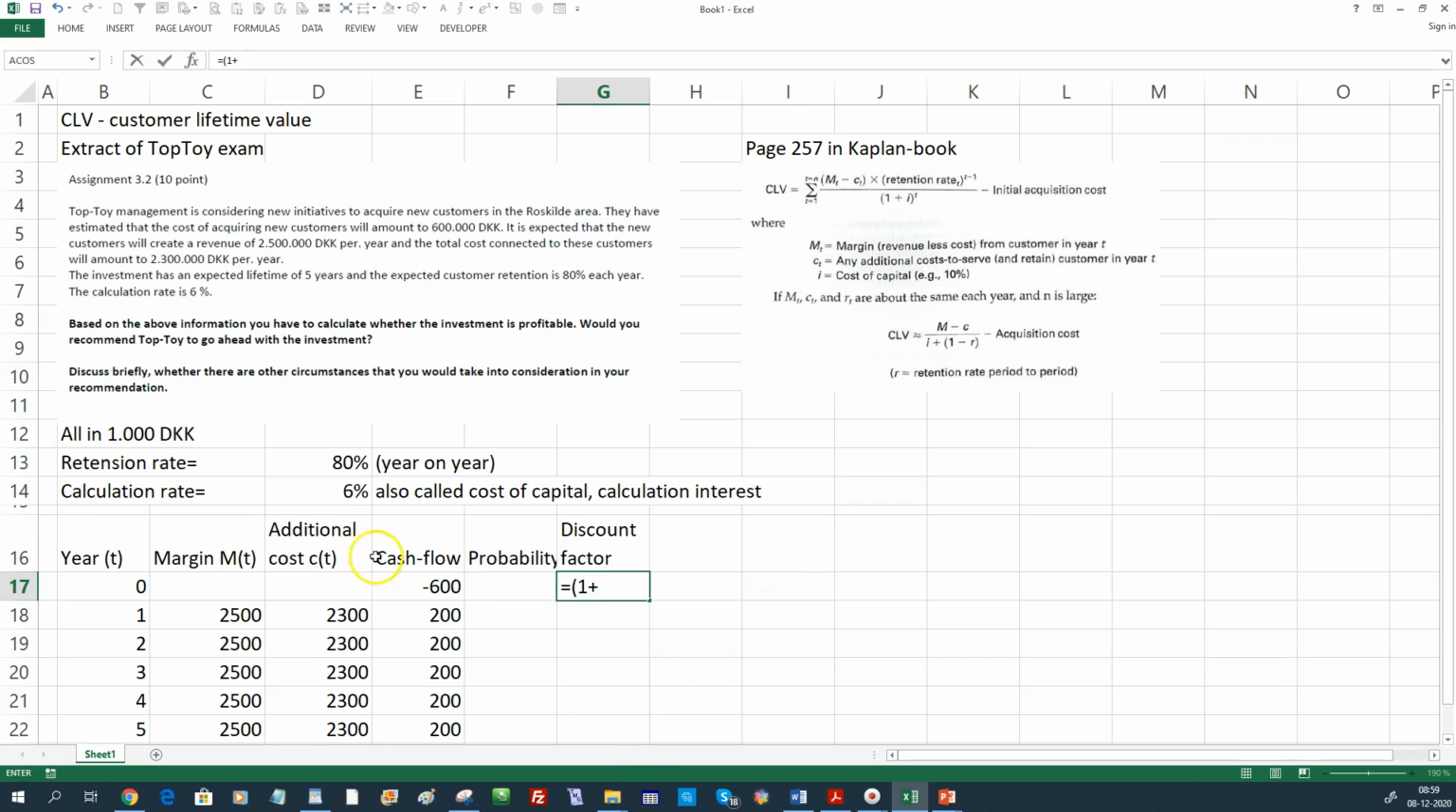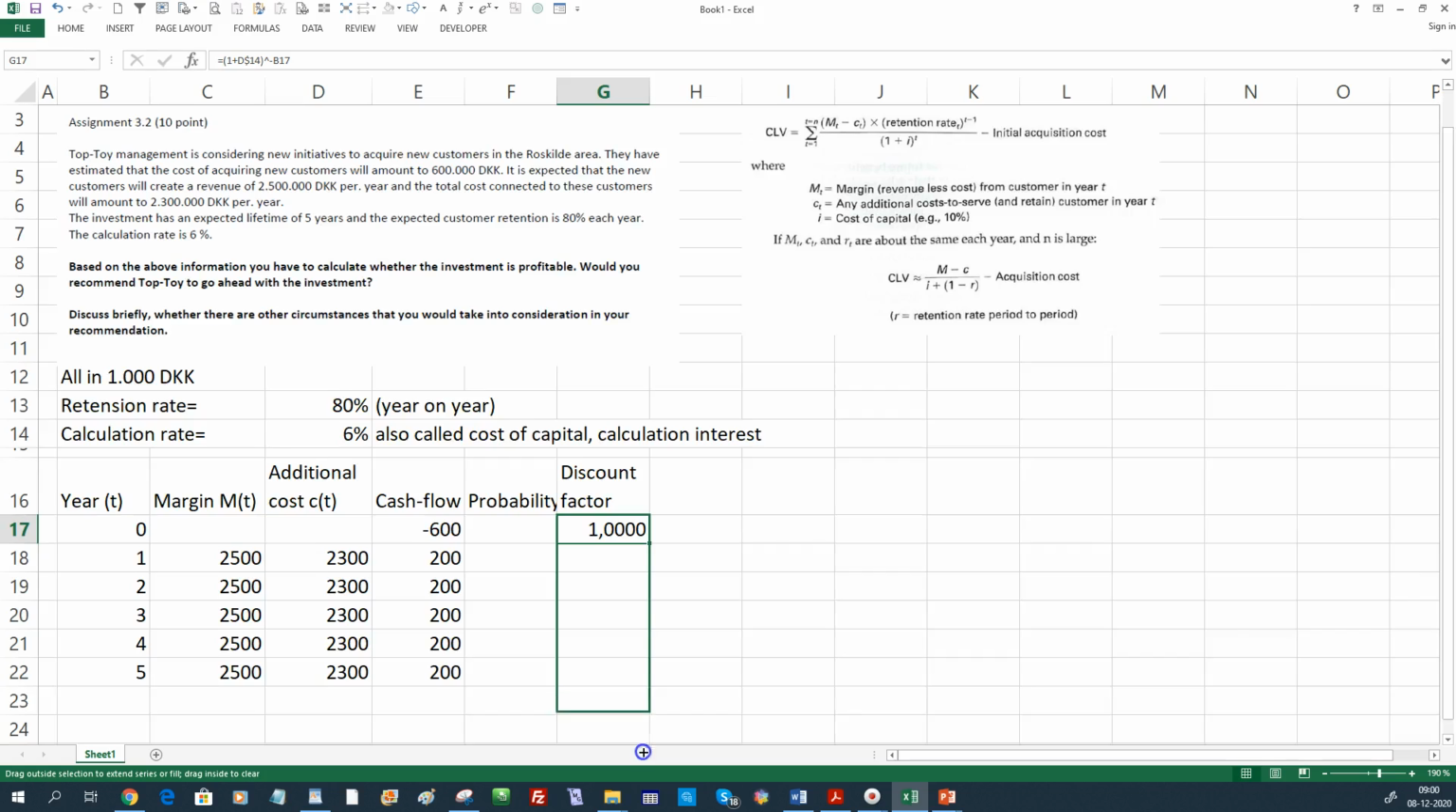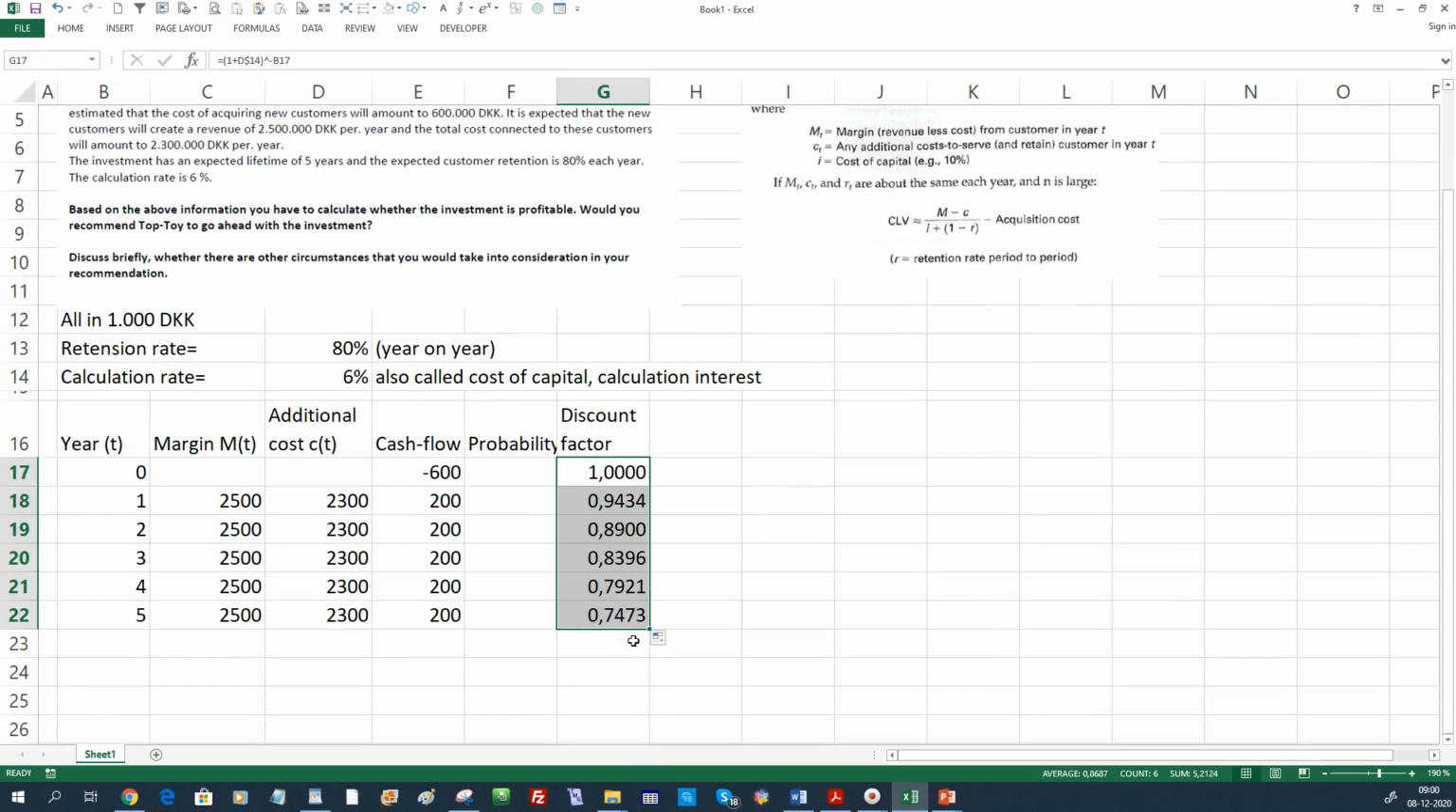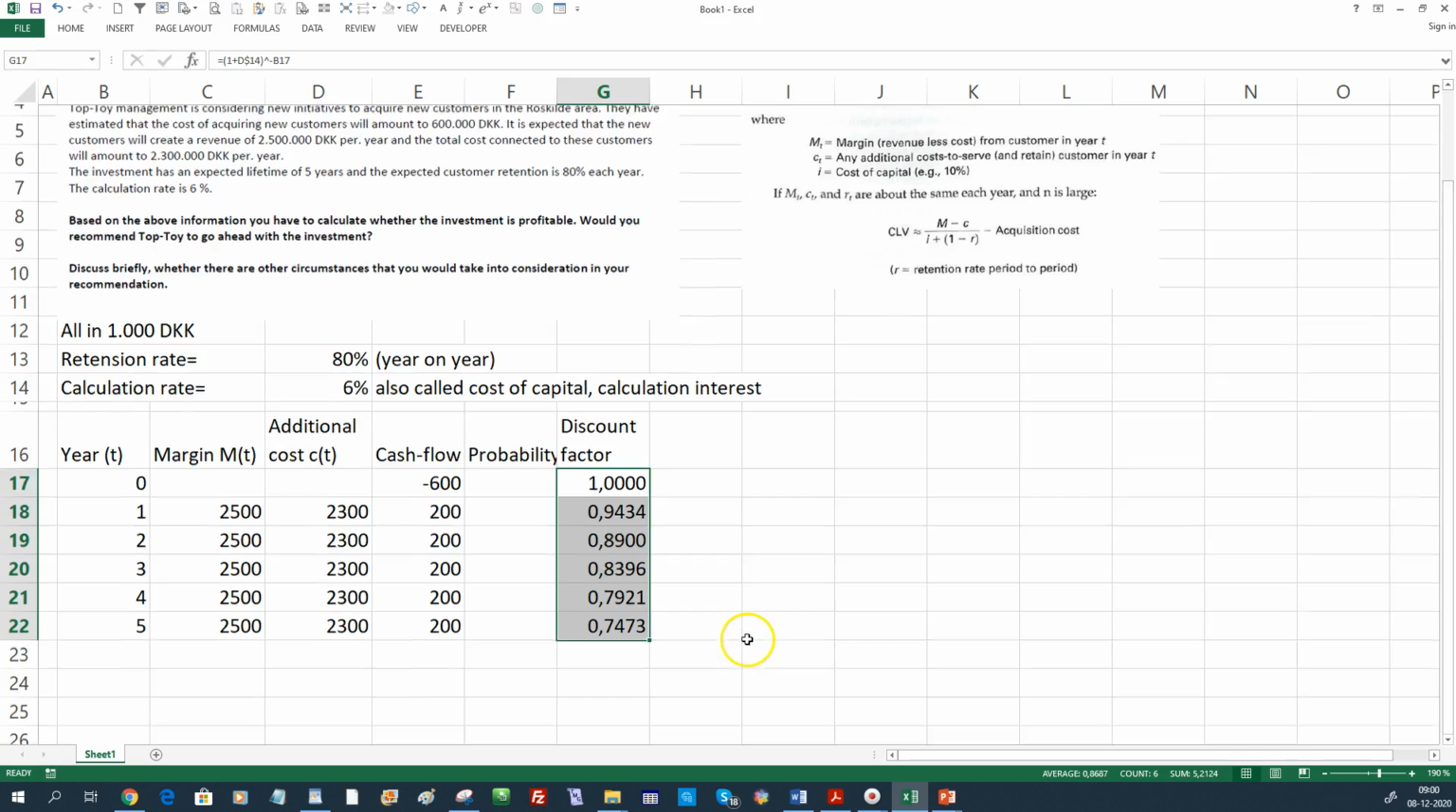Say 1 plus the interest rate. Some dollar signs. I need one for 14. This is okay as well, but I just prefer this. And to the power of minus the year. And this gives us 1. And I think it'll be neat with some decimals. So let's see this, and I'll pull it down. We should at least expect that it's falling, and that seems to be right.